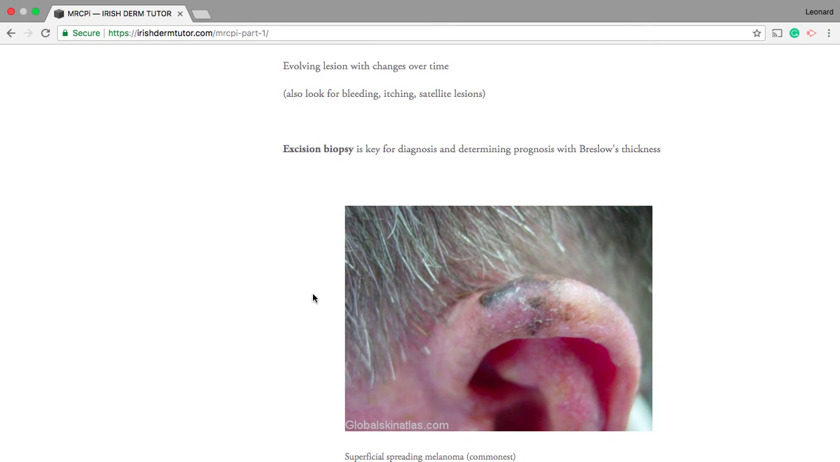So very importantly, you always want to do an excision biopsy when you want to get the diagnosis of melanoma. And the major determining prognostic factor is how thick this melanoma is extending down into the dermis, and this is called Breslow's thickness. Now I say that excision biopsy is important because if you were to take a biopsy in one area here, you might actually miss where the melanocytes invade down into the dermis, and you might miss the diagnosis of melanoma, which is very risky, of course.